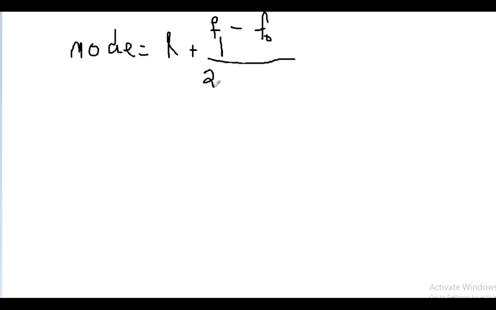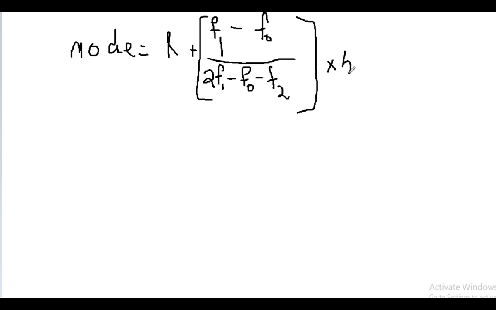Mode is equal to L plus (F1 minus F0) by (2 F1 minus F0 minus F2) into h. Here F1 is the modal class frequency.